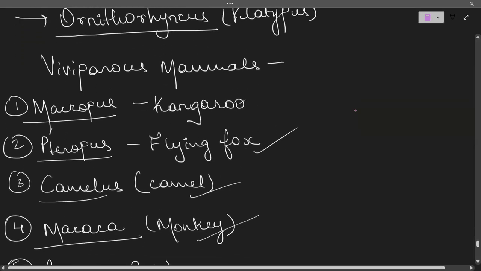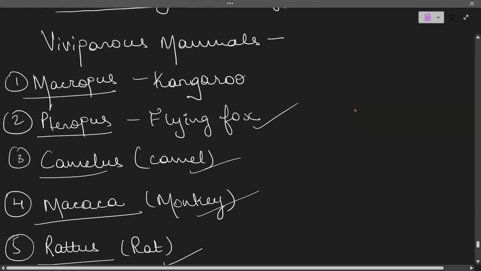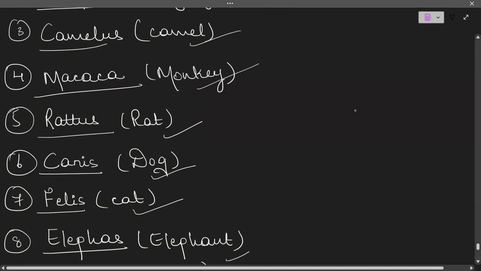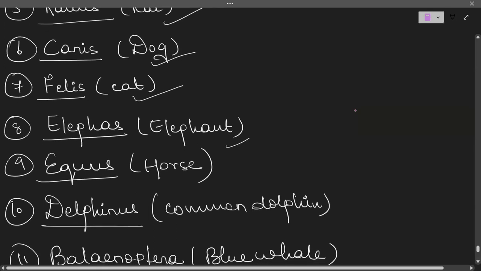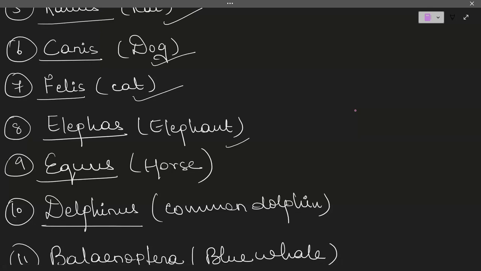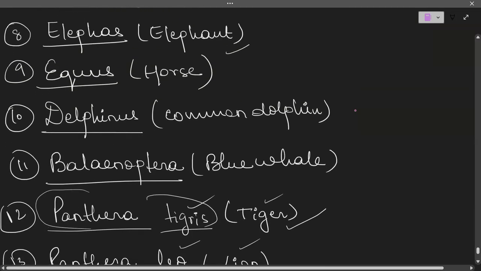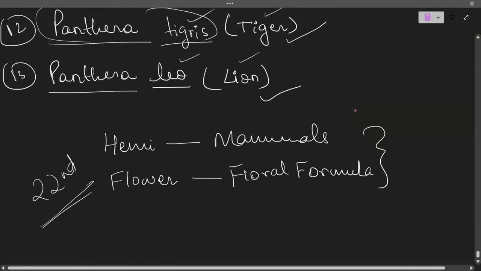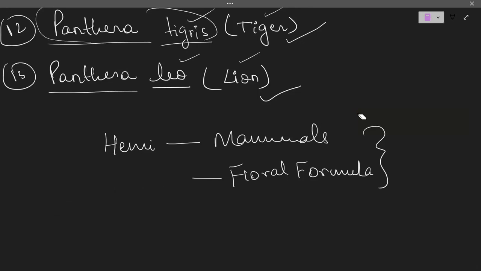The other mammals are kangaroo, which is known as Macropus, flying fox, which is known as Pteropus, Camelus is for camel, Macaca is for monkey, Rattus, rat, Canis, dog, Felis, cat, Elephas is for elephant, Equus is for horse, then Delphinus is for the common dolphins, Balaenoptera is the blue whale, it is a swimming mammal. Then Panthera tigris is for tiger, Panthera leo is for lion. Is it clear? Now there is also Panthera pardus, that is for leopard. Okay, so all of these are examples of mammals.